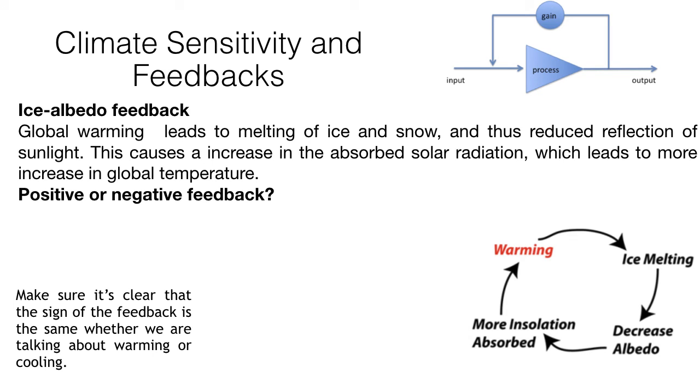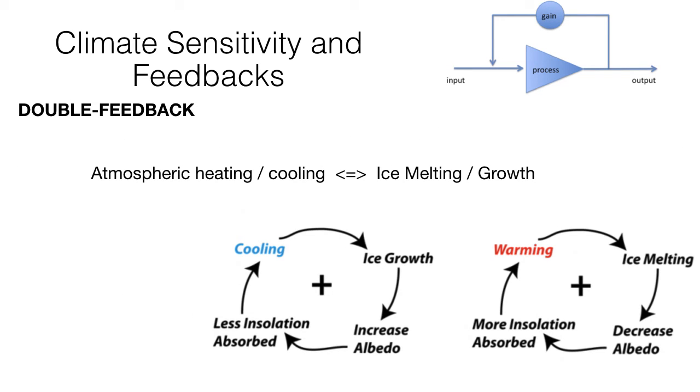Similar to that process, here warming, ice melting, reduced albedo, reflectivity, and more insolation, or more absorption of solar heat, and more warming. Is this positive or negative? Note this sign, because it is increasing again the same process, input contributing more to input. So yes, this is also positive. Now you can see, both ways it is positive feedback.